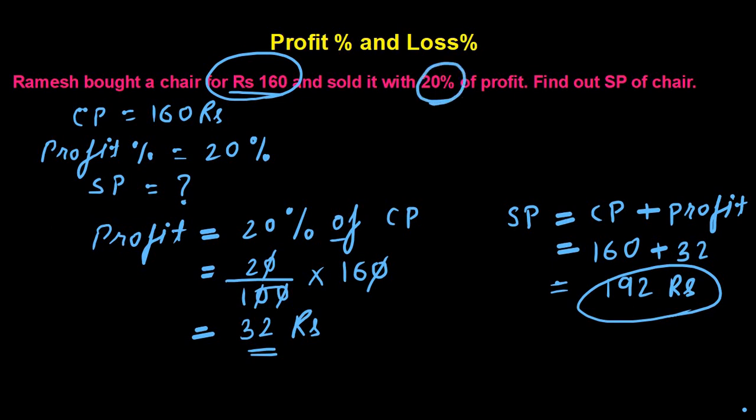Okay, so this is how you are supposed to solve this question. You can see it is very simple, and even the steps are very small. You need to just find out the actual number of profit and then add it into cost price. Okay, very simple. Let's take one more example.